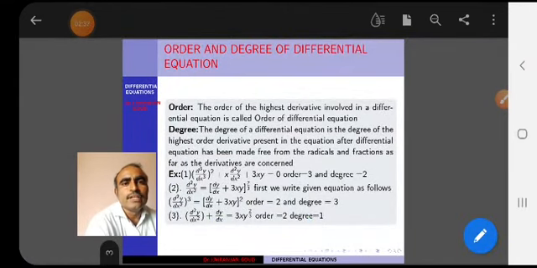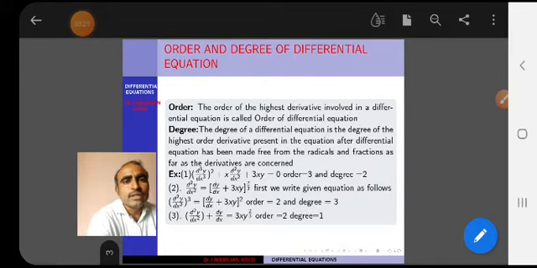Now define the order and degree of a differential equation. First, order. The order of the highest order derivative involved in a differential equation is called the order of the differential equation. So degree of a differential equation. The degree of a differential equation is the degree of the highest order derivative present in the equation after the equation has been made free from radicals and fractions as far as derivatives are concerned. So the degree is defined as the degree of the highest order derivative.